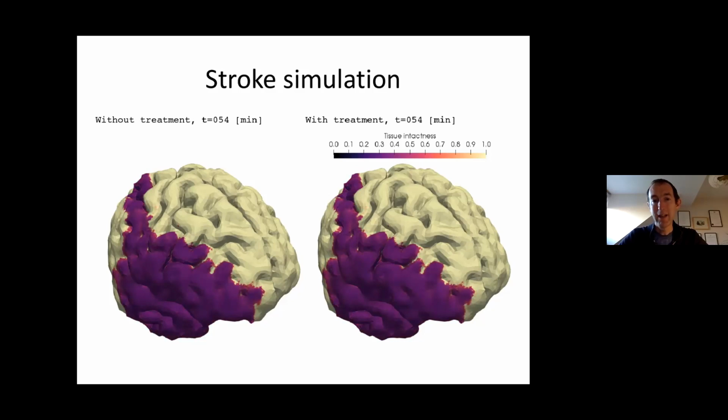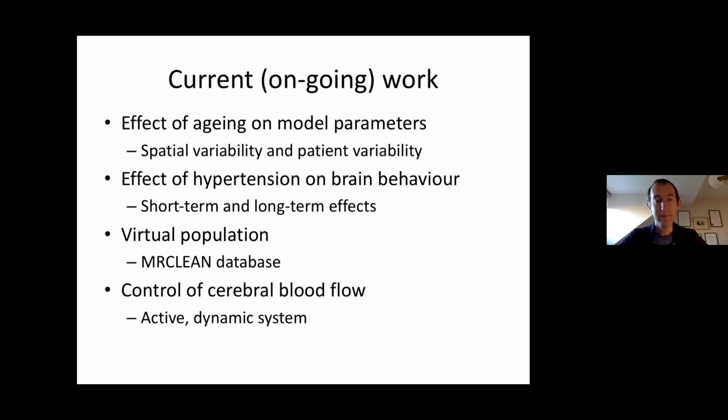So we can see how that all fits together. So what I want to do as I wrap up is talk a little bit about some of the work that's ongoing to develop this further. I'm going to talk a little bit about the effects of aging on model parameters.